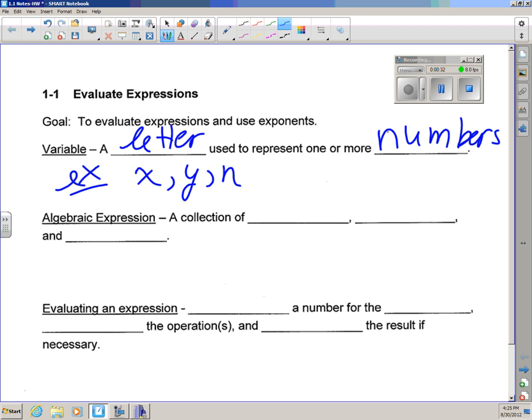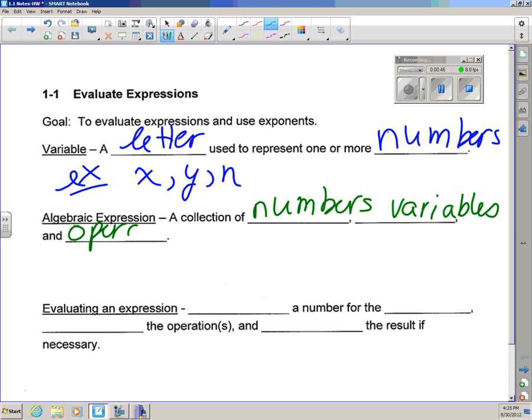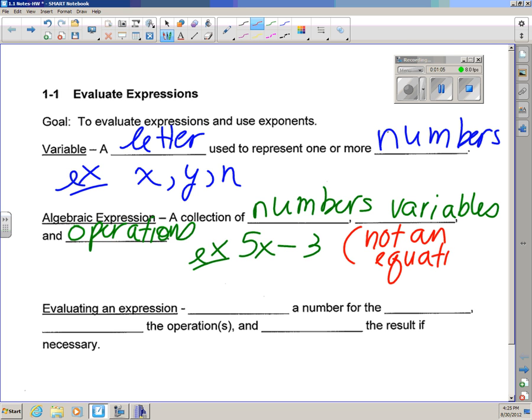If we have an algebraic expression, that's a collection of numbers, variables, and operations. Operations meaning add, subtract, multiply, or divide. Okay, so these are expressions. These are not equations. So there are no equal signs. An example here would be something like 5x minus 3. But remember, this is not an equation. An expression does not contain equal signs. An equation does. So these are expressions, no equal signs anywhere.